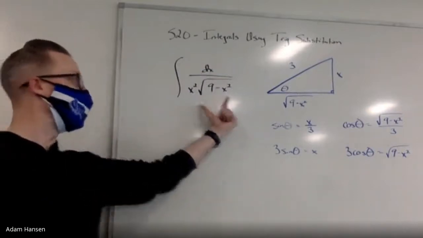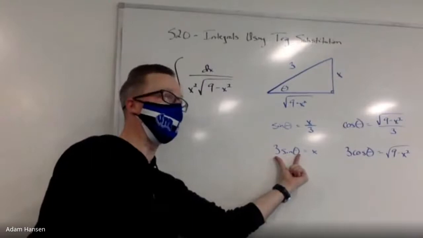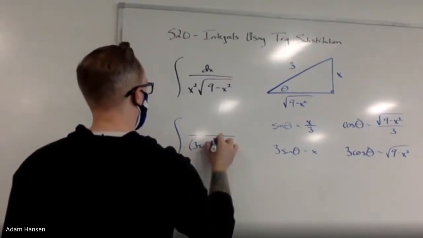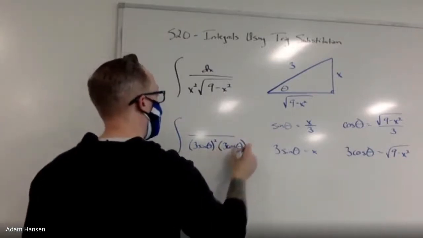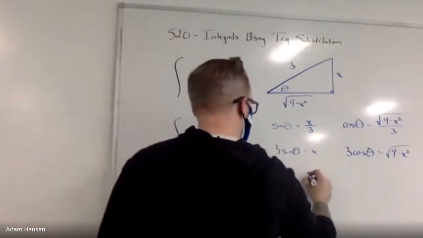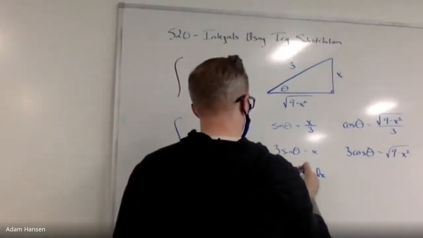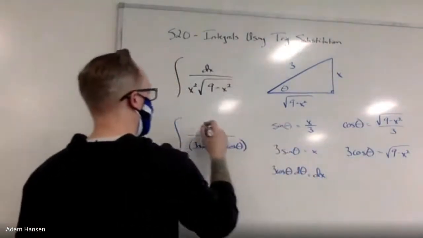In for root 9 minus x squared, I can substitute the trig expression 3 cosine theta. In for x squared, I can substitute quantities 3 sine theta squared. Root 9 minus x squared is 3 cosine theta. What am I missing? Dx. Well, if I know that x is equal to 3 sine theta, I can take the derivative of that, figure out what dx is equal to. What's the derivative of 3 sine theta? And for dx, I can replace 3 cosine theta d theta.